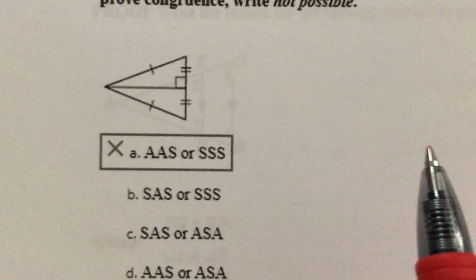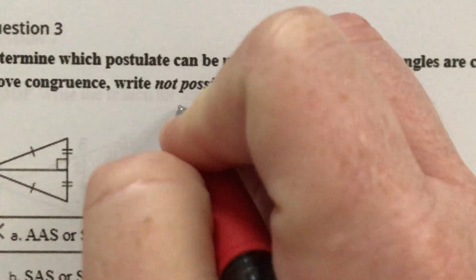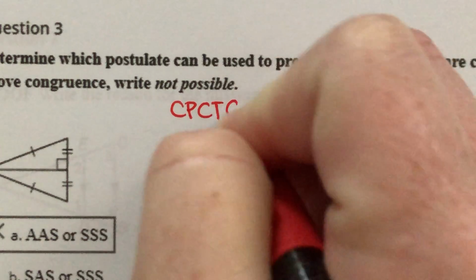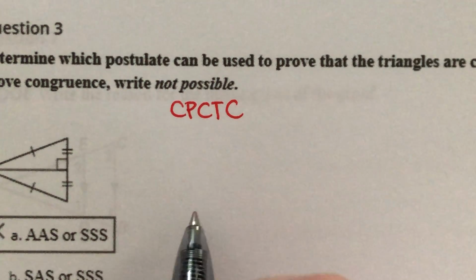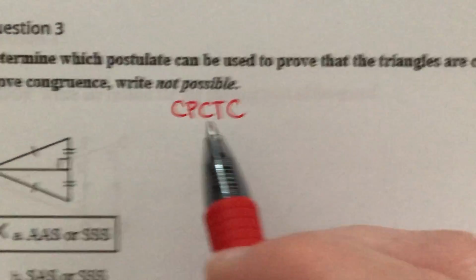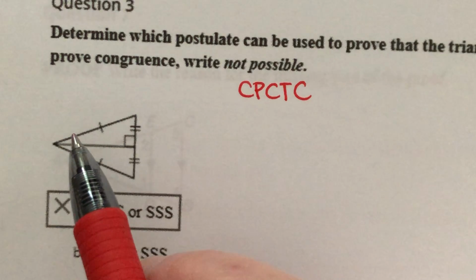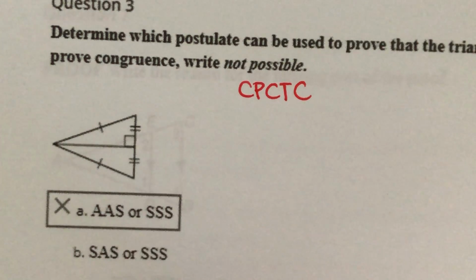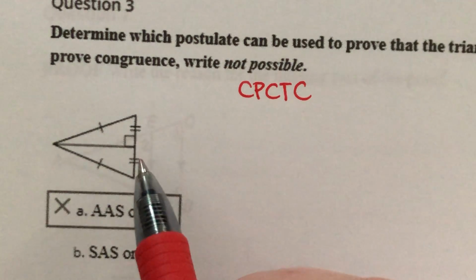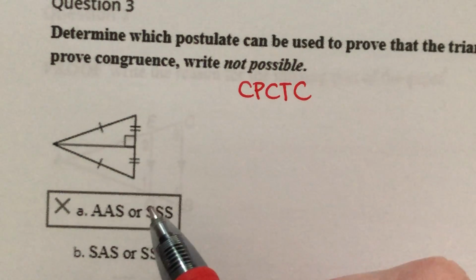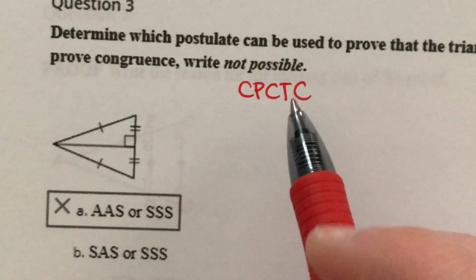So what are our choices? When it says tell which postulate, what are they talking about? Remember we talked about CPCTC, corresponding parts of congruent triangles are congruent. We use this postulate, or this rule basically, when we can prove that all three angles of each triangle are congruent and all three corresponding sides of each triangle are congruent. So we're proving 6 things congruent. This one we don't use as much because we have shortcuts, right?